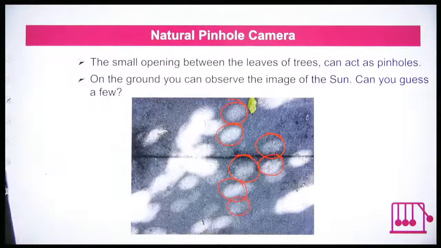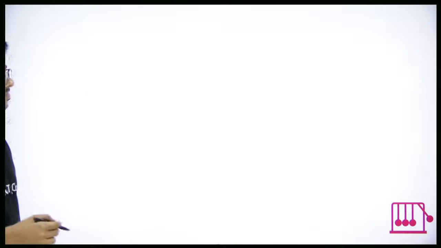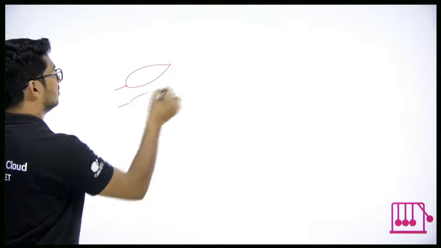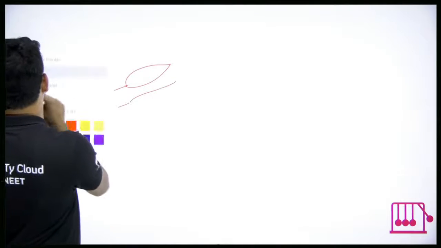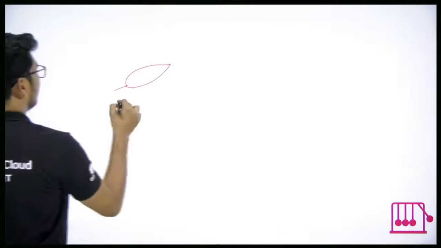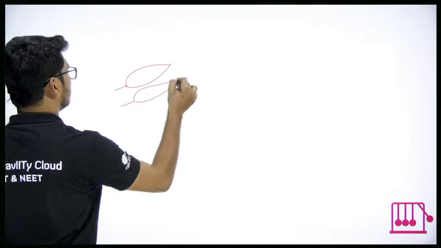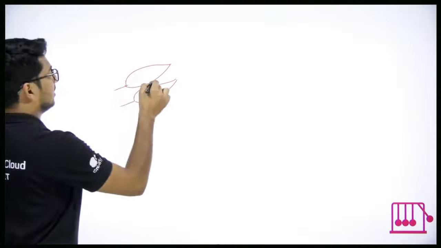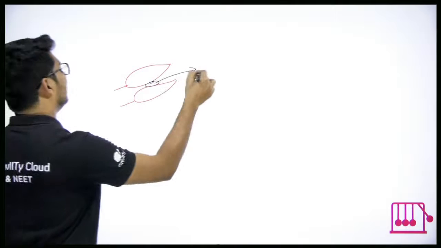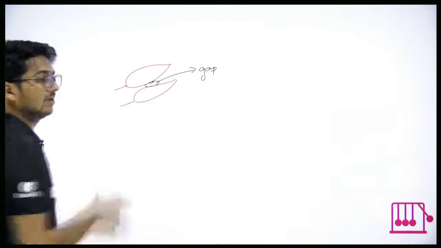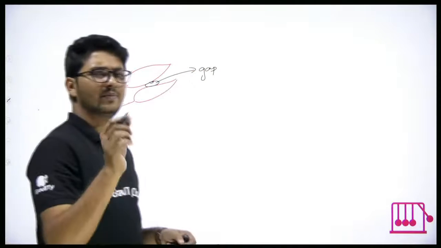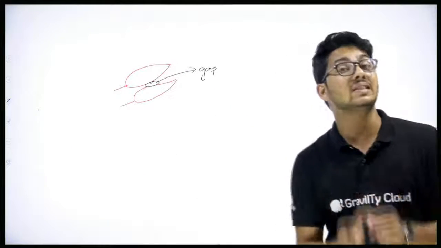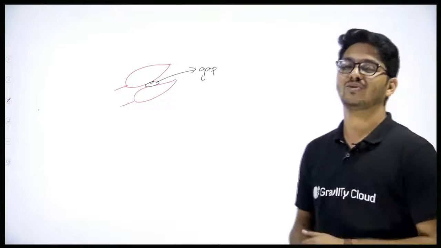That is because, if there are two leaves, I am just drawing a rough image, everyone, okay? So if there are two leaves, this small gap between the leaves, now here it might appear big, but if you actually look at a tree, there will be a very small gap, very small, like a pinhole. That small gap between the leaves of a tree will act as a pinhole.